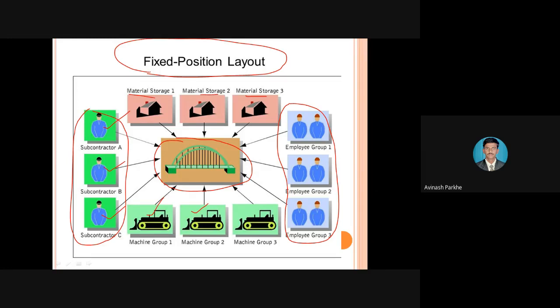One is the construction of the sugar industry. It is totally fixed. The construction will be started at a fixed location only. So whatever the contracts are required, whatever the machines and different types of machine installations are required, they come to that particular sugar industry site and start their work.